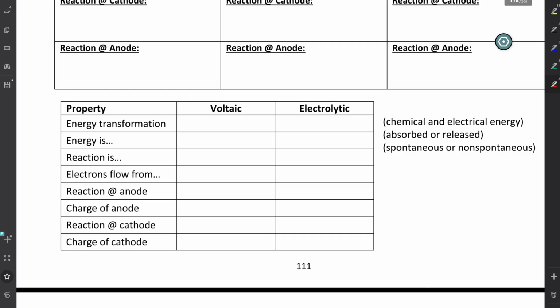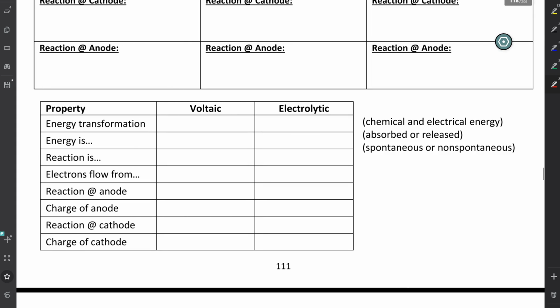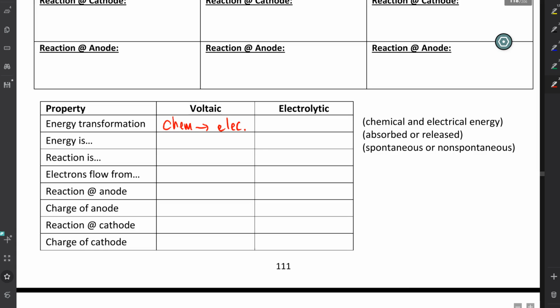I know this lesson is running a little bit long, but I want to finish up with a chart in your workbook. I really just want to compare and contrast voltaic and electrolytic cells. The energy transformation occurs between chemical and electrical energy. In a voltaic cell, we're taking chemical energy and we're producing electrical. I'm just going to abbreviate. In an electrolytic cell, the opposite is occurring. We're using electrical energy to force a chemical reaction to occur. So it's the opposite energy transformation.